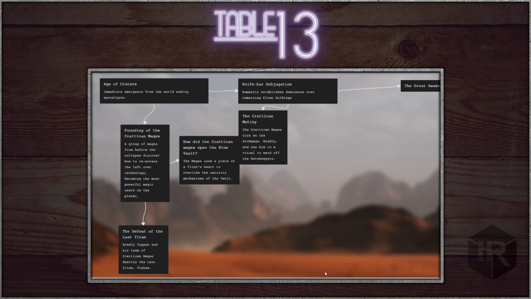Alrighty, so, let's see. Tempted to do the scene of how did they defeat the last Titan, but I don't think I want it. We can leave that out for a bit. Let's figure out a little more about old Bradley and whatnot. But I think I will start with an event.